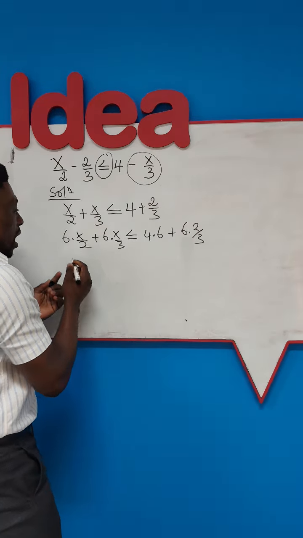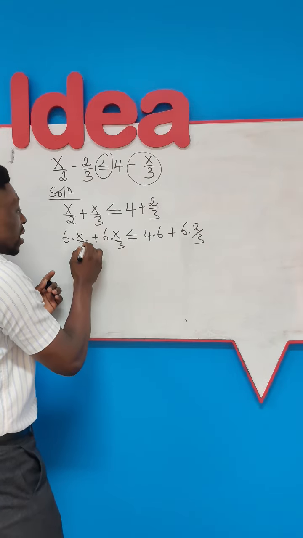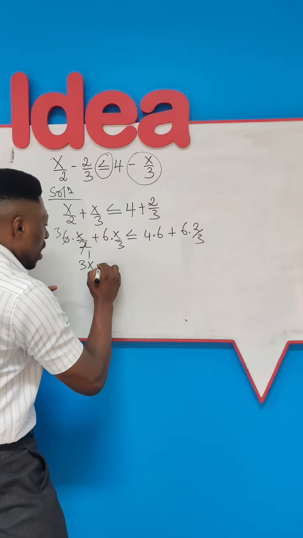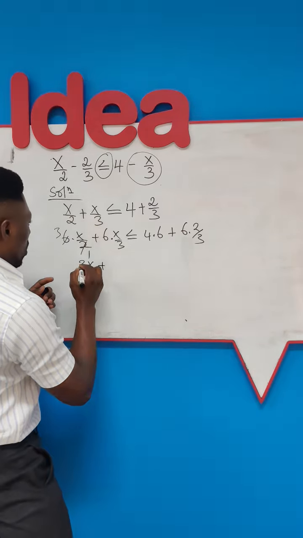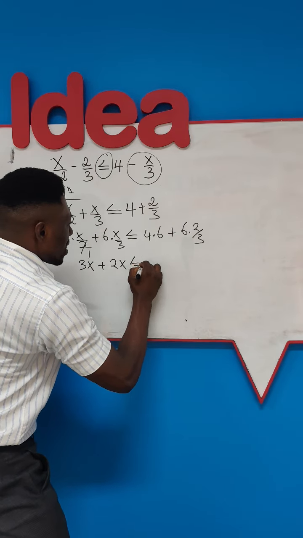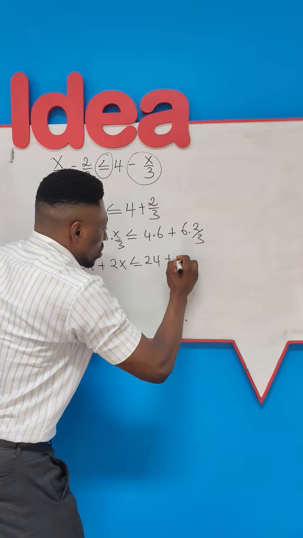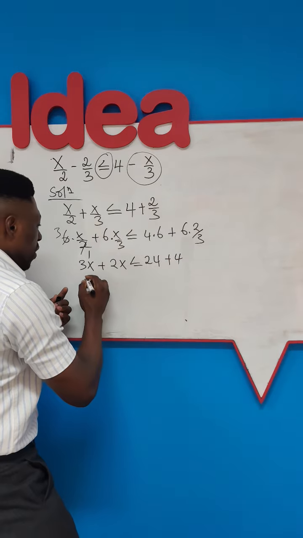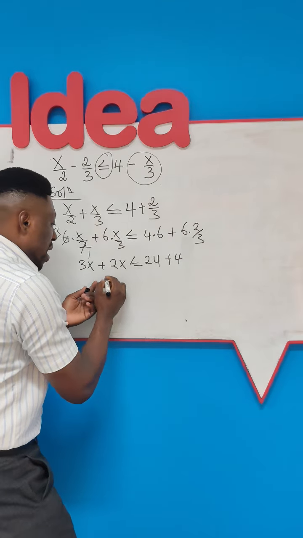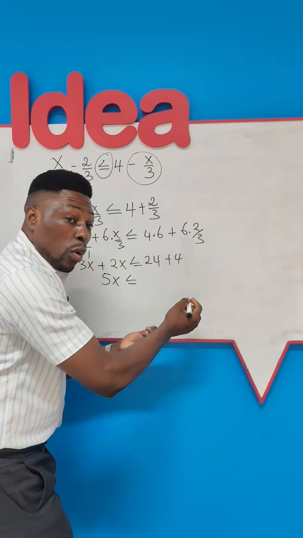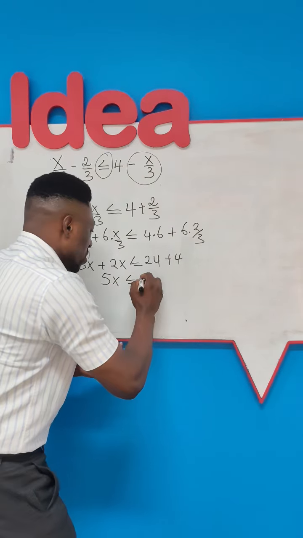Let's try this now. If you simplify this correctly, you will have 3 here. So we will have 3x here plus 2x here is less than or equal to 24, and then plus this will give us 4. If you further simplify, we will have 3x plus 2x, which gives us 5x, is less than or equal to 24 plus 4, which is just 28.